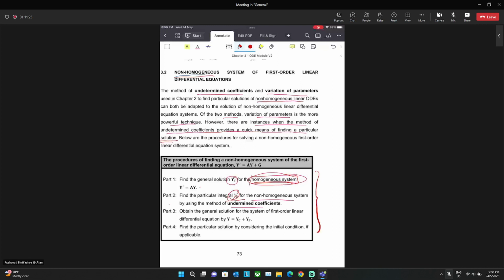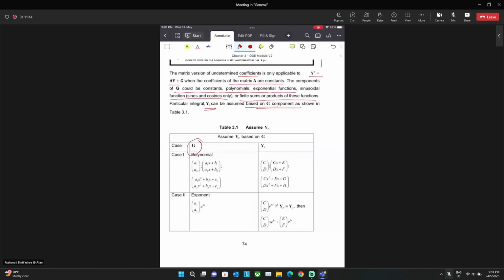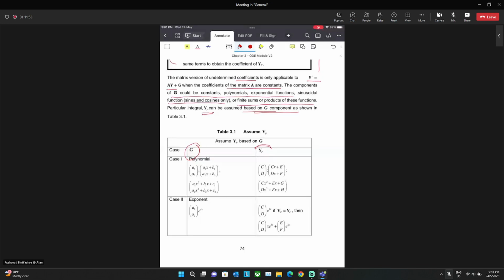Particular integral YP can be assumed based on G component as shown in table 3.1. So that again, you need to refer to this table. You have experience actually for while referring this table. So we have G given in the question, and then for this step, okay, you need to assume what is the value of your YP based on G, right? So we have few cases.